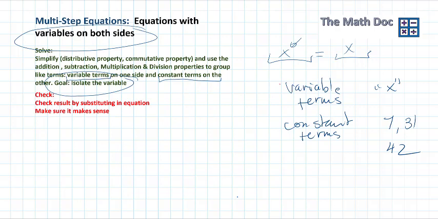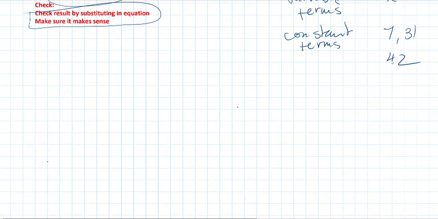But we will have to take sometimes a few more steps when we have the variable on both sides. Of course, at the end, we should always check our result by substituting in the original equation. And if it's a word problem, we should also always make sure that the result makes sense in terms of the word problem. So let's just get started with our first example, which is 3 times x plus 2 equals x minus 1. So here we do have our variable on both sides of this equation.